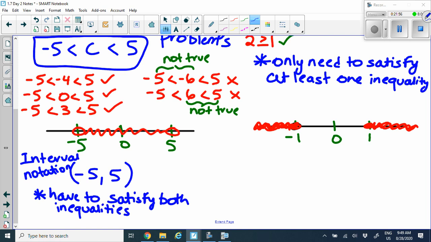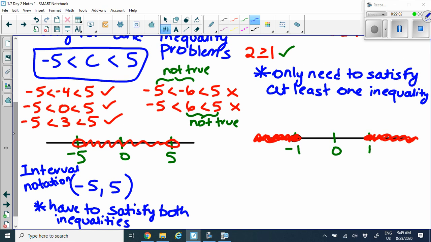And you'll get better at this when you practice and practice and practice more. So that's why with or problems, we shade opposite directions. It's because we only need to satisfy at least one inequality, and in the opposite directions, one of those numbers will do that, okay?